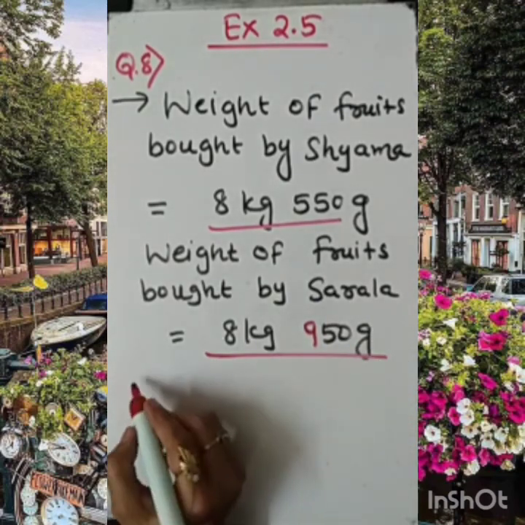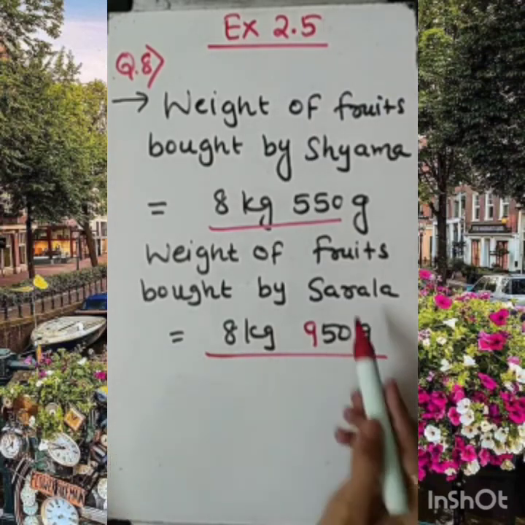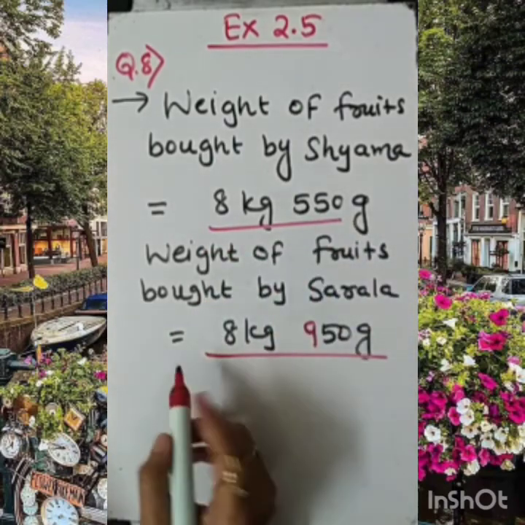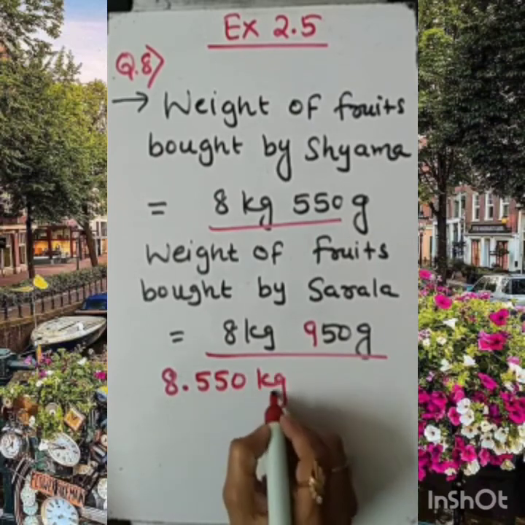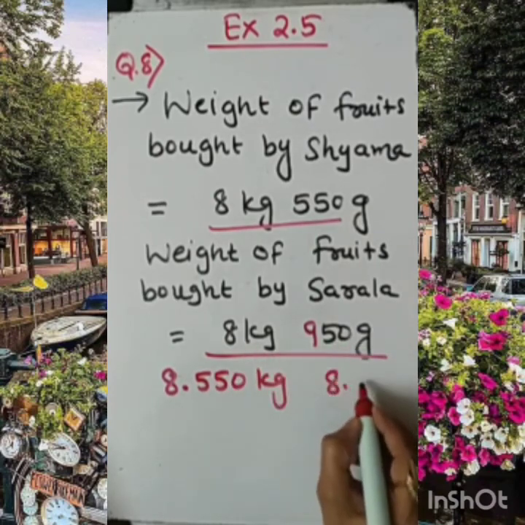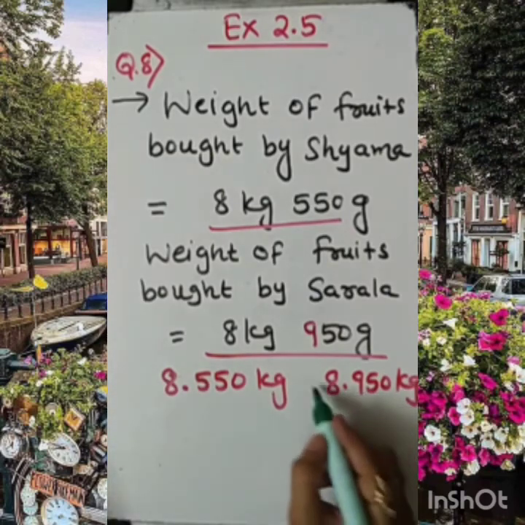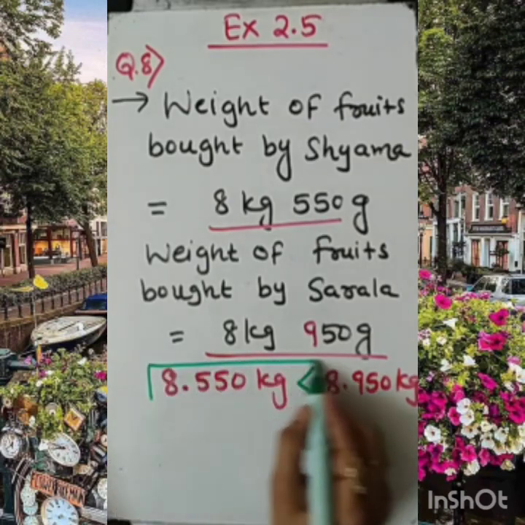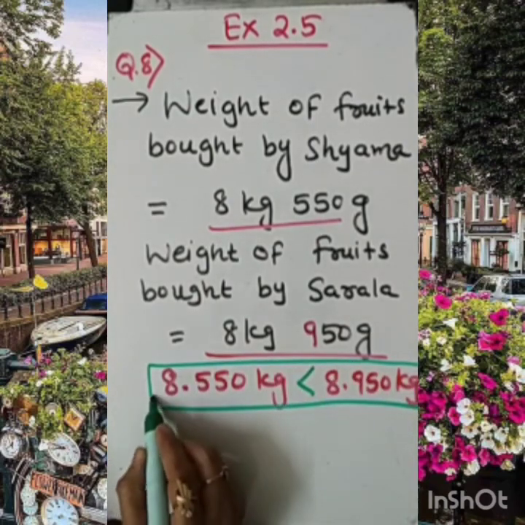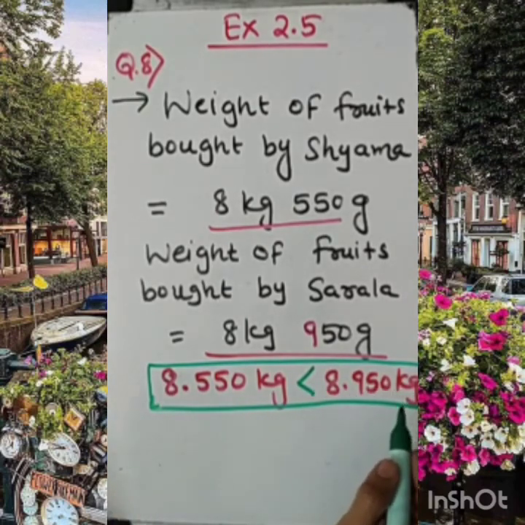Now we want to find the difference. First, whose is bigger? This I can mention in decimal as 8.550 kilogram. And this side I can mention 8.950 kilogram. So I can see here clearly this one is bigger than this. This is a very important result, so please note down in this box. According to this, this much fruit has been bought by Sarla.